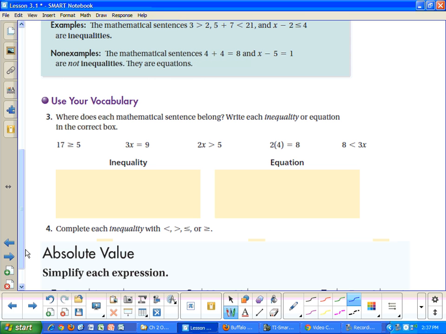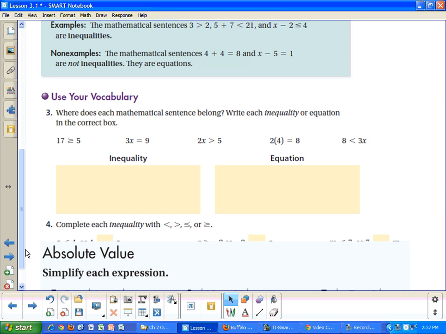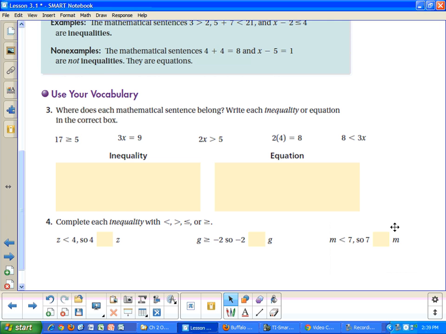So here we have some equations and inequalities. We should be able to identify which are equations and which are inequalities. All right, the inequalities will have an inequality symbol. The equations will have an equal sign. So this is an equation. This is an equation. This one's an inequality. This one's an inequality. And that one's an inequality.